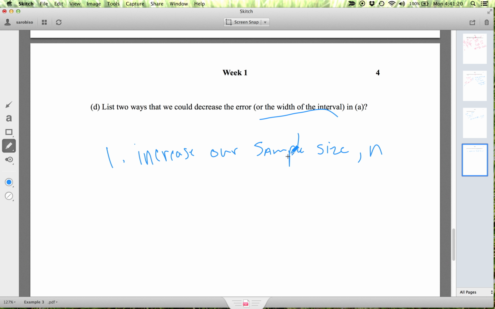This should make sense logically to you. If you want to be more and more accurate of information, then it's best to accumulate the most amount of data possible. You want to have larger samples. The second way that we can decrease the width of our interval is by decreasing our confidence. So that's the other thing. Decrease confidence.